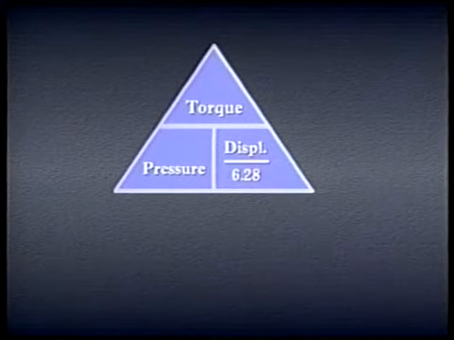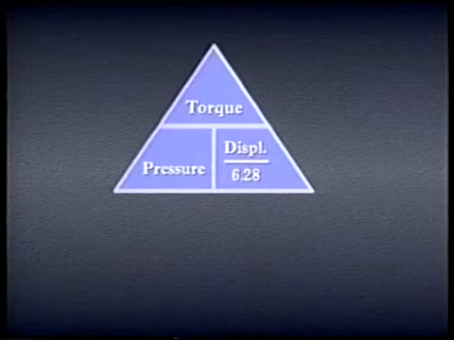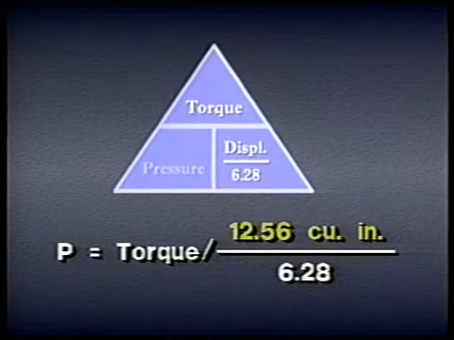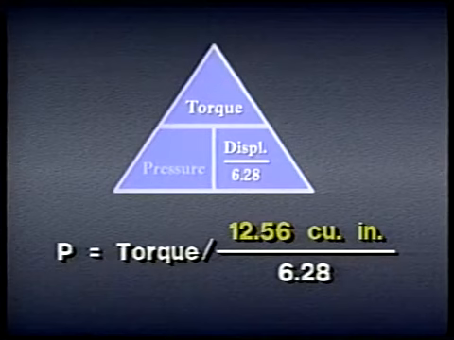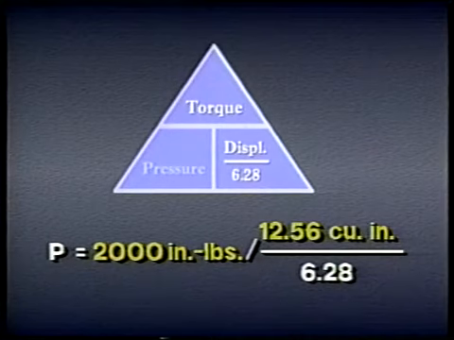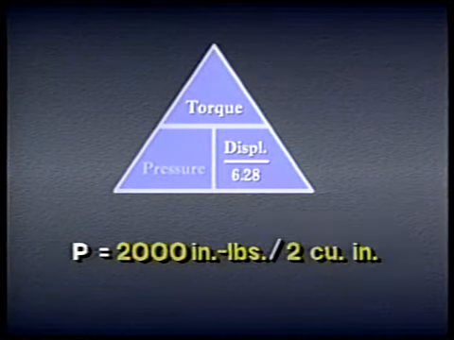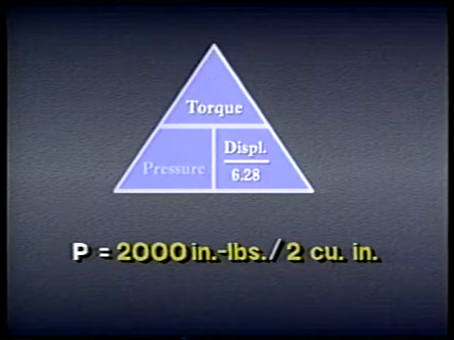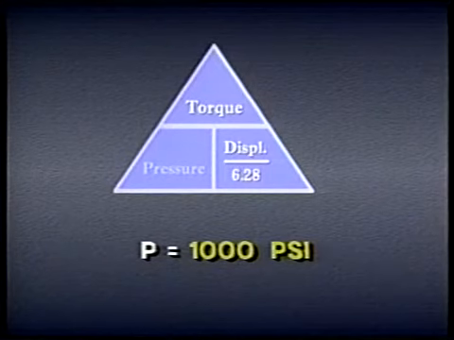Let's look at some examples. Suppose we want to know how much pressure must be applied to a motor with a displacement of 12.56 cubic inches in order to produce 2,000 inch-pounds of torque. We divide 6.28 into 12.56 cubic inches and get 2 cubic inches. We then divide 2 cubic inches into 2,000 inch-pounds and get the answer, 1,000 pounds per square inch.